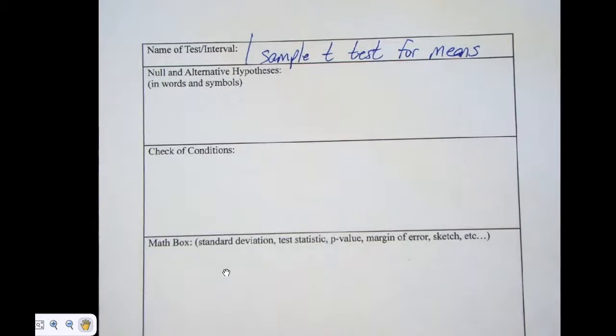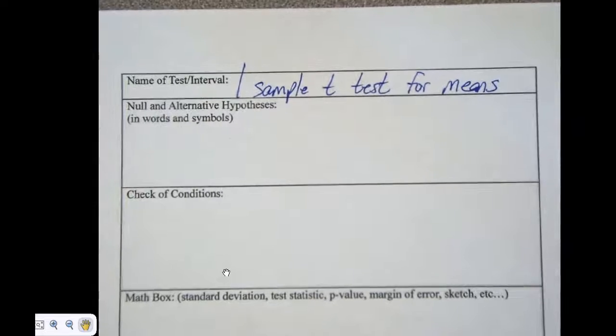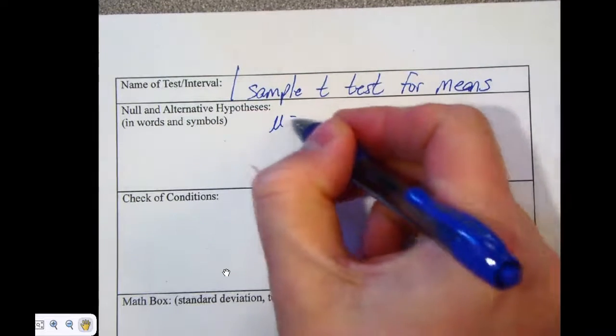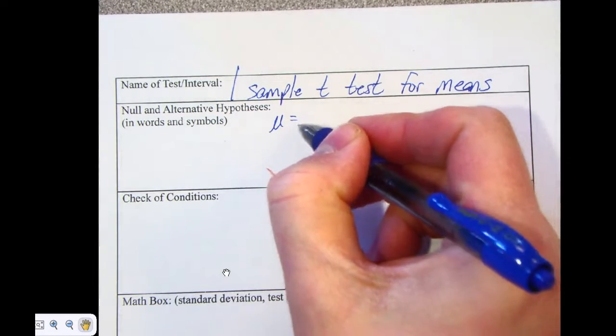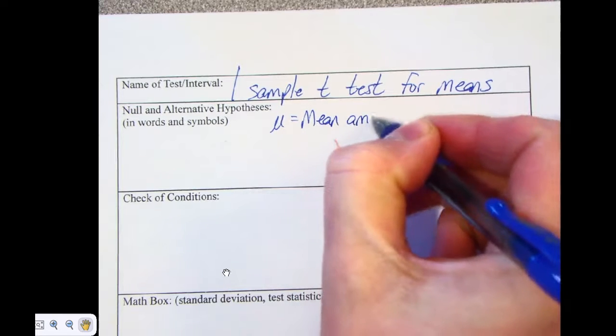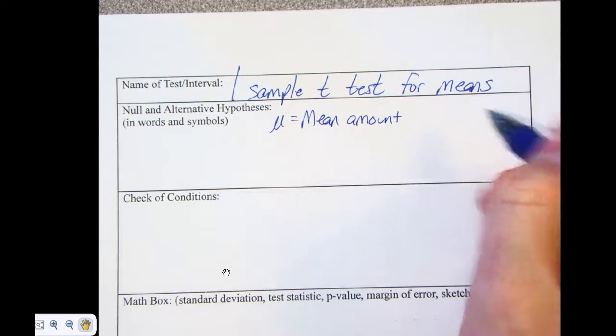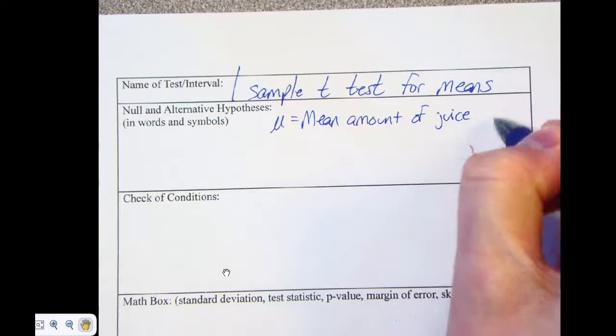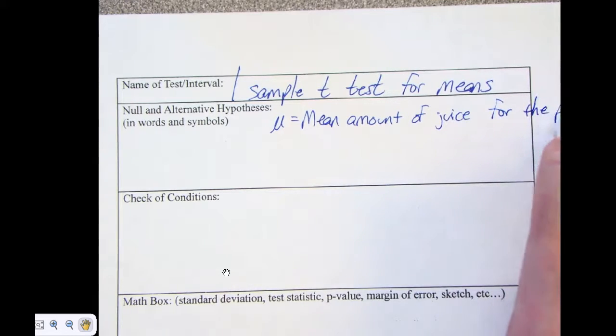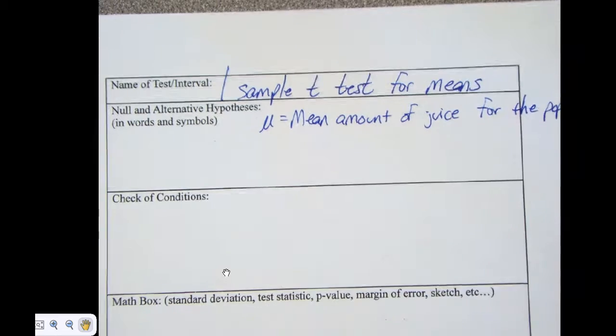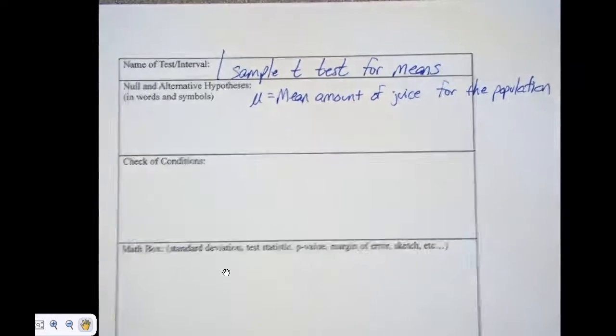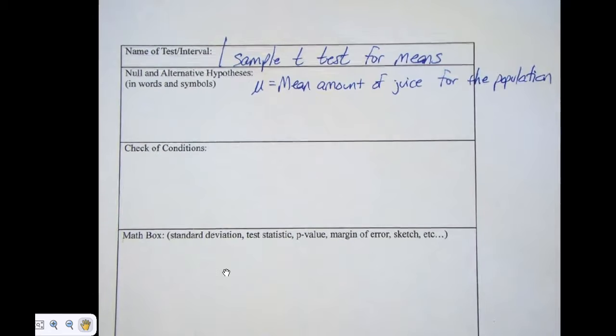Okay. So the first thing you have to do is define the variable that you're working with. So I'm going to say that mu equals the mean amount of juice for the population. That's what I want to know about. I have information from 1 sample. I'm going to try to use that 1 sample to see if there's something really wrong with the process. If my sample comes out to be 6, I got 6 ounces of Coke, that tells me there's probably something wrong.